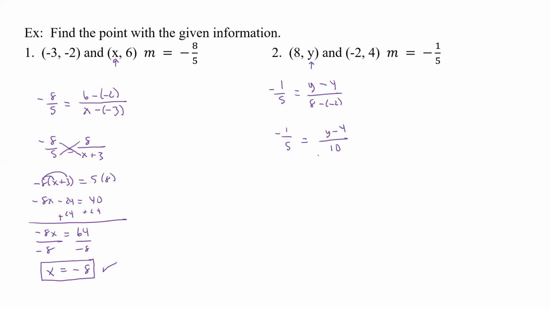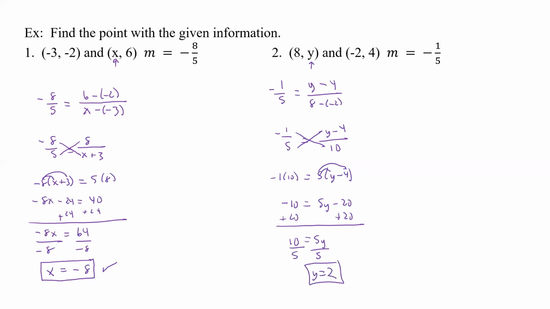Okay. Now simplifying, I have y minus 4 on the top, and 8 minus a minus 2 is 8 plus 2, which is 10. Now again, cross product is going to probably be the easiest way to go here. So we have minus 1 times 10 equals 5 times y minus 4. And so we're going to have to distribute. So minus 10 equals 5y minus 20. So now we add 20, we add 20. 20 minus 10 is 10 equals 5y. Divide by 5, y equals 2.